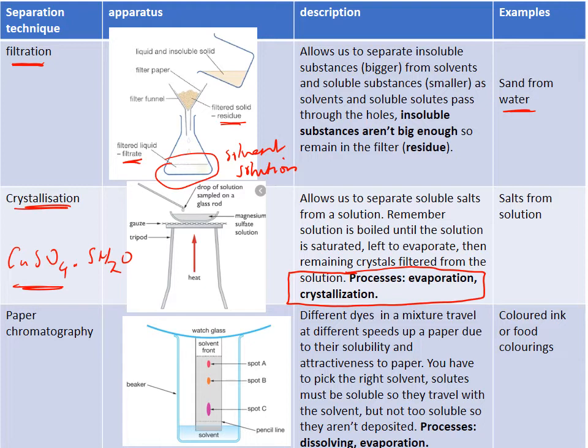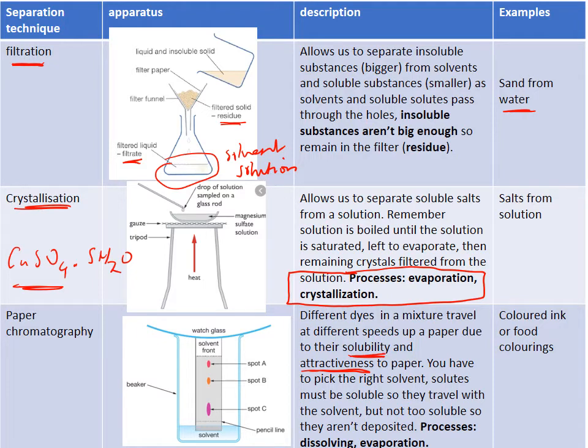Onto paper chromatography. Here, paper chromatography is used to separate different dyes in a mixture. Now, the different dyes travel at different speeds, to different distances, depending on two things. That's depending on their attractiveness to the paper and their solubility.